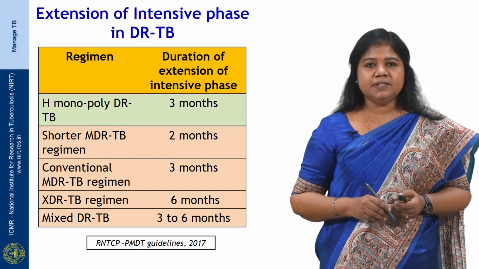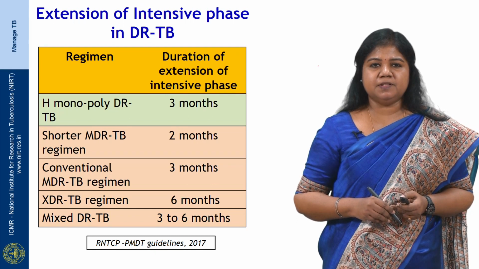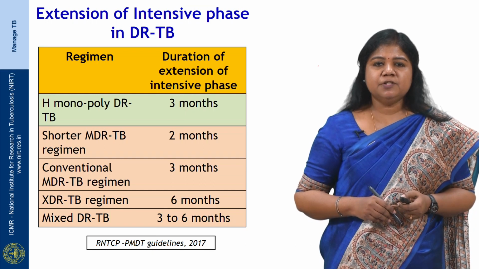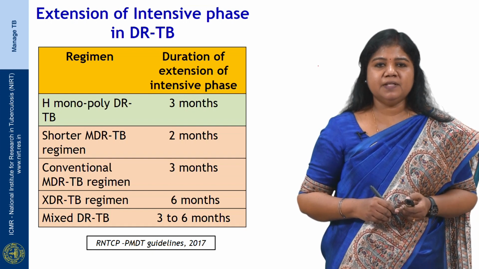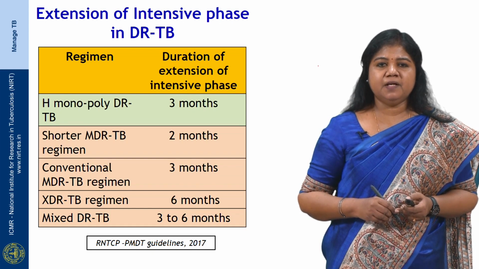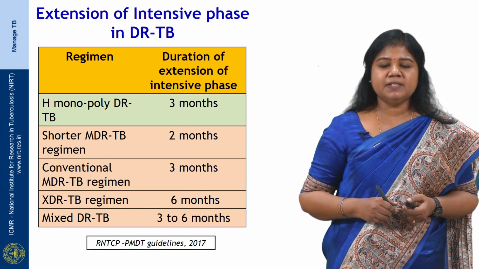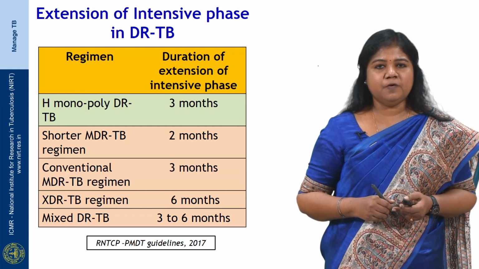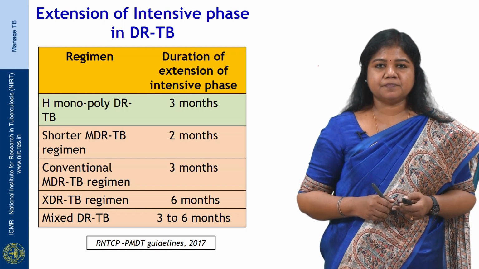The extension of intensive phase in drug resistant tuberculosis is basically decided based on culture positivity. So, in case of H mono or polyresistant tuberculosis, the extension of intensive phase can be up to 3 months, for shorter MDR-TB regimen up to 2 months, for conventional MDR-TB regimen up to 3 months, for XDR TB it can be up to 6 months, and for the regimen for mixed drug resistant tuberculosis the extension of intensive phase can be from 3 to 6 months duration.